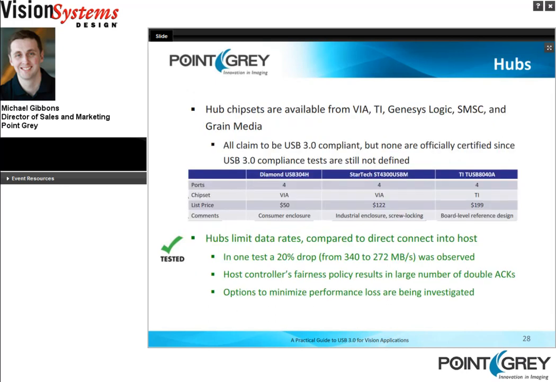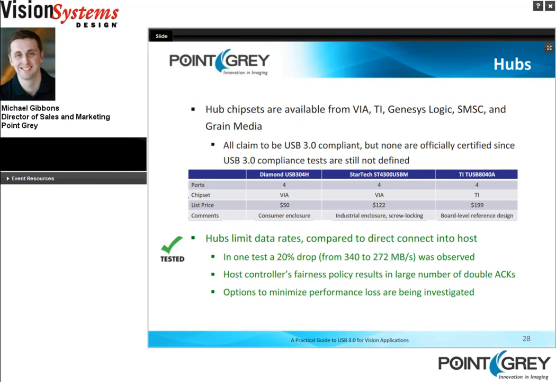Okay, hubs. So hubs are obviously critical for any sort of multiple camera application if you have large networks of cameras. There's hub chipsets available from a number of different companies. All of them claim to be USB 3.0 compliant. That said, none are officially certified since the actual USB 3 compliance tests for hubs are still not defined. That said, we've tested a whole bunch of different hubs. We've listed some of them here. They range in price from $50 to a $200 board level hub from TI.